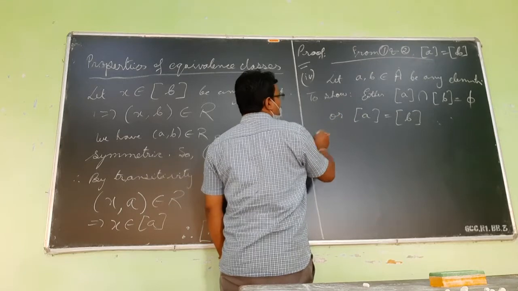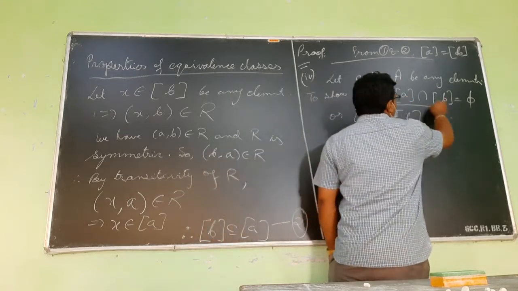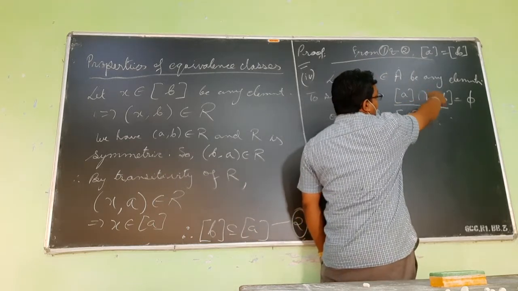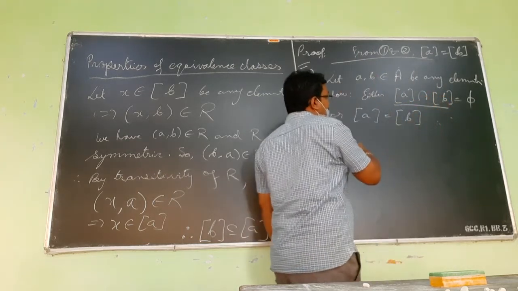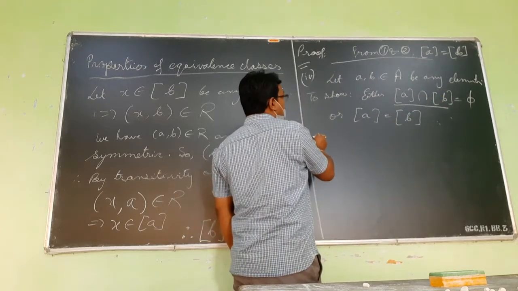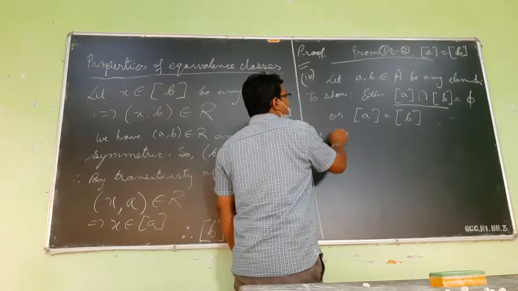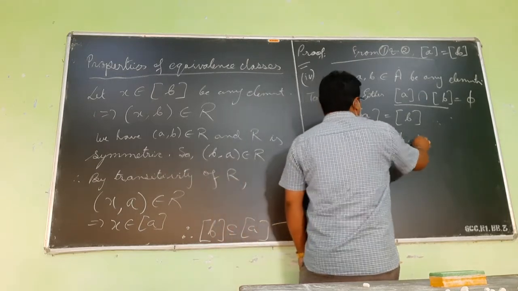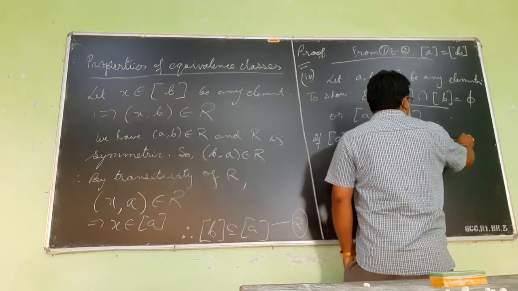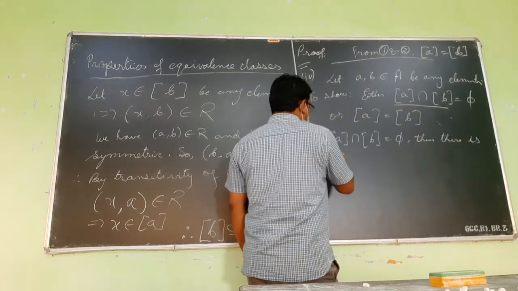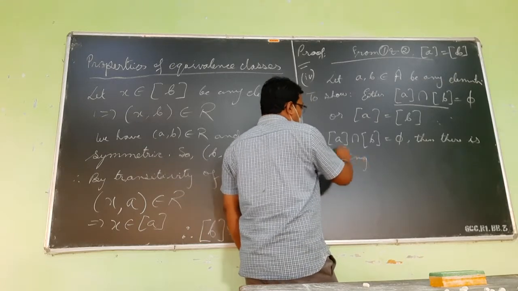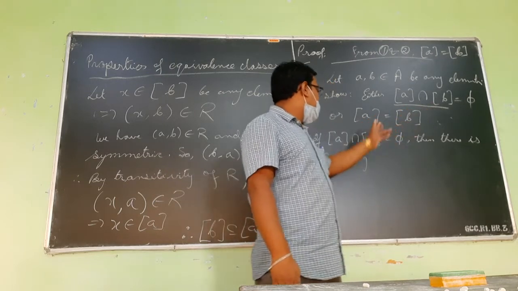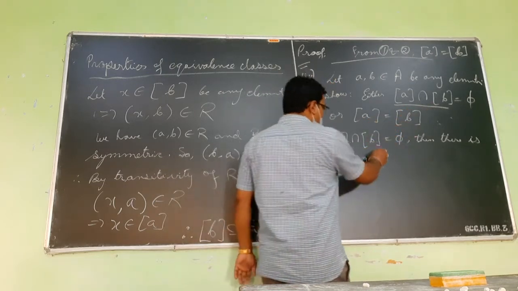So what is the proof? We have selected any two elements. If we find that they are disjoint, then there is nothing to discuss. So we will write it this way: if class A intersection class B is phi, then there is nothing to prove, meaning our job is done. Either class A intersection class B is phi or the other side.